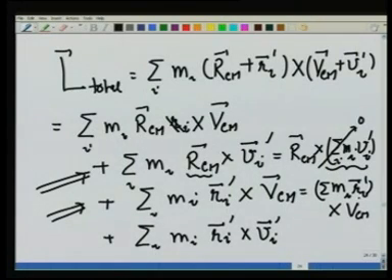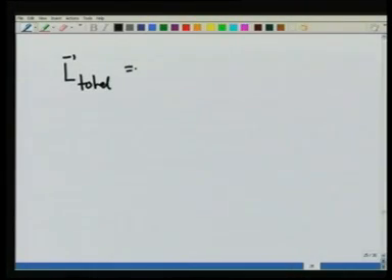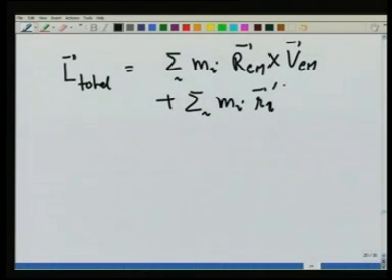Similarly, this is the coordinate of the center of mass with respect to the center of mass, that is also 0. So, these two terms drop out. What I am left with is, therefore, that L total is equal to summation m_i r_CM cross V_CM plus summation m_i R_i prime cross V_i prime.